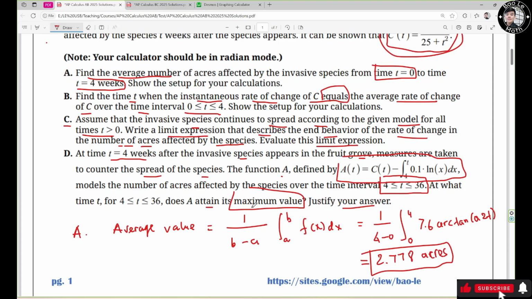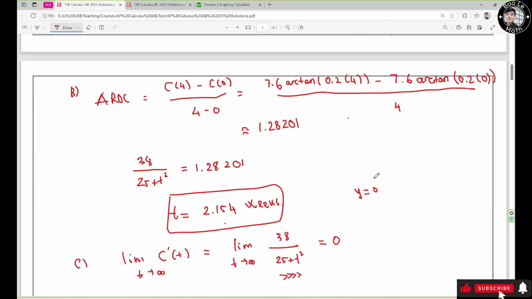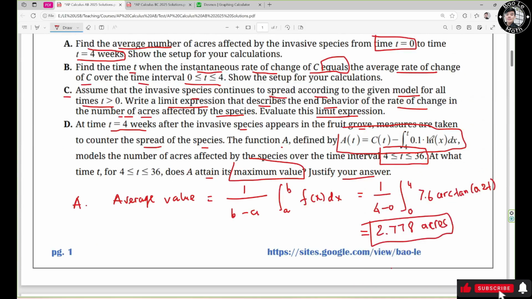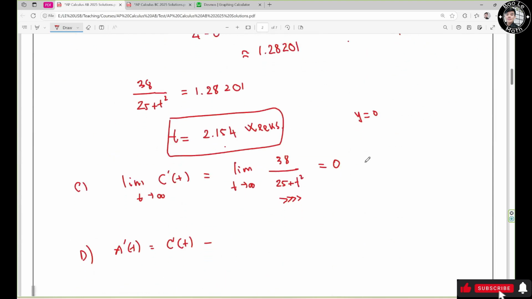So when it comes to maximum, minimum, increasing, decreasing, think about the first derivative. So I have A of t equals c of t right here. I need to take the derivative first. So I have A prime of t equals c prime of t minus, and when you take the derivative of this one, it's going to be 0.1 times natural log of t.